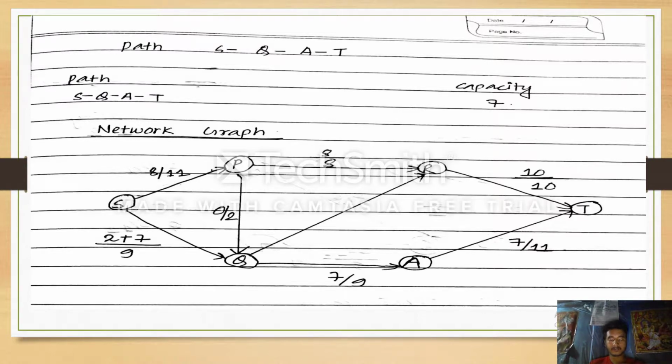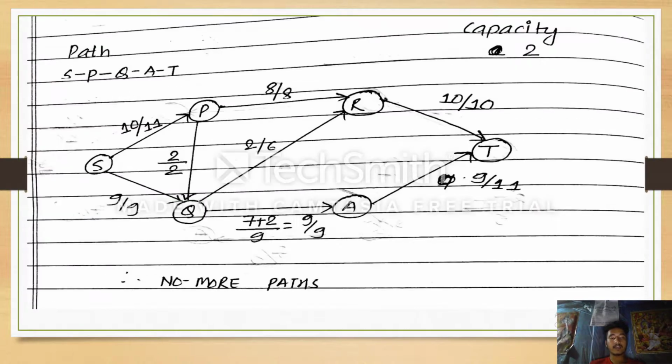So 2 is the minimum. So the bottleneck capacity will be 2, and 8 plus 2 is equal to 10. P to Q, so 2 by 2. Q to A, 7 plus 2 is equal to 9, 9 by 9, and A to T is equal to 9 by 11. And our residual capacity is capacity minus flow.